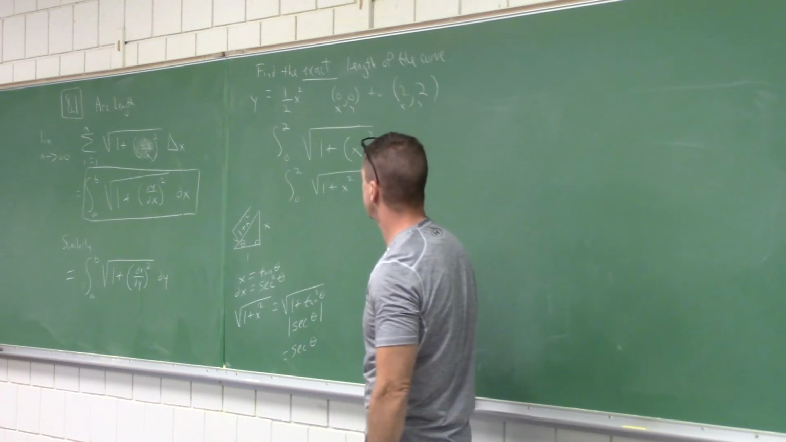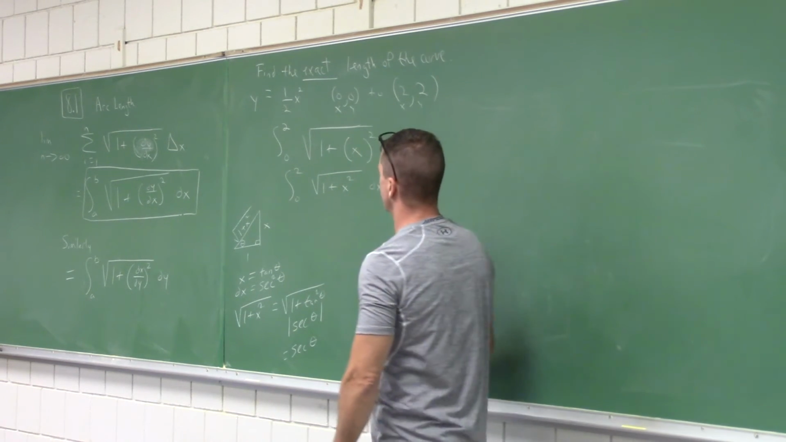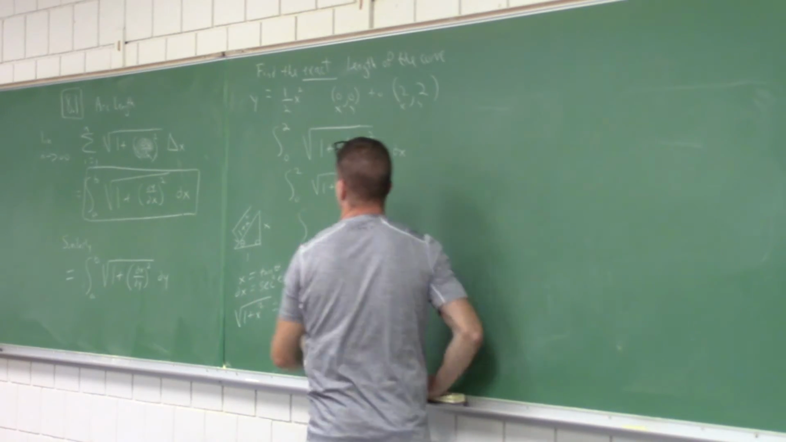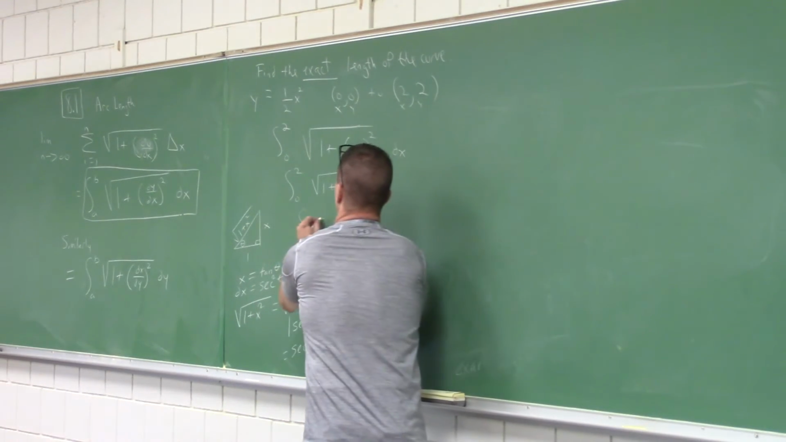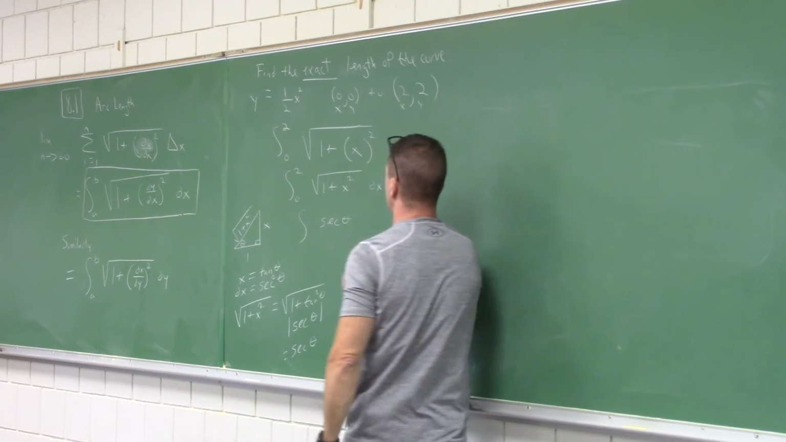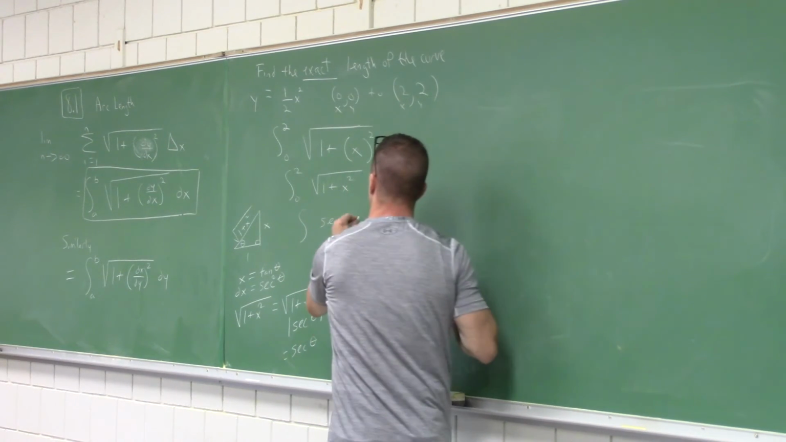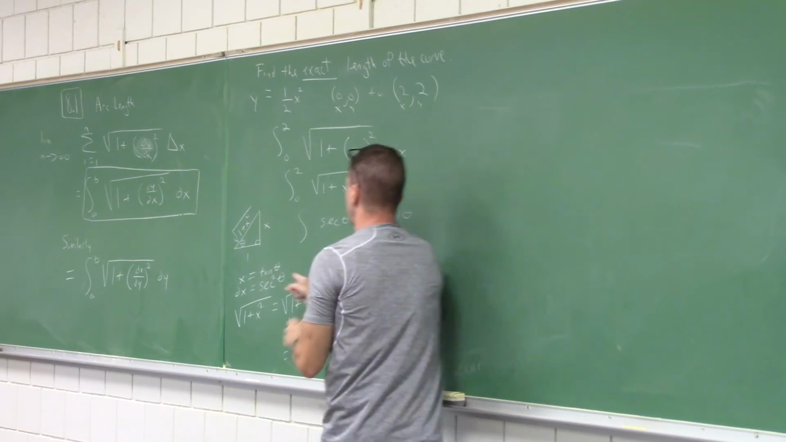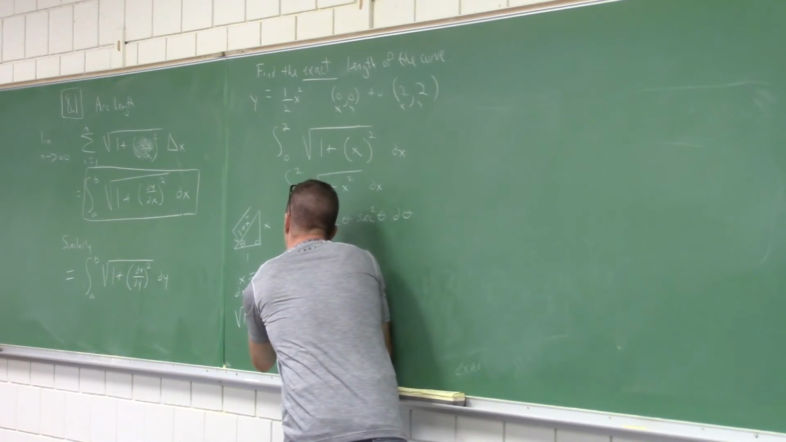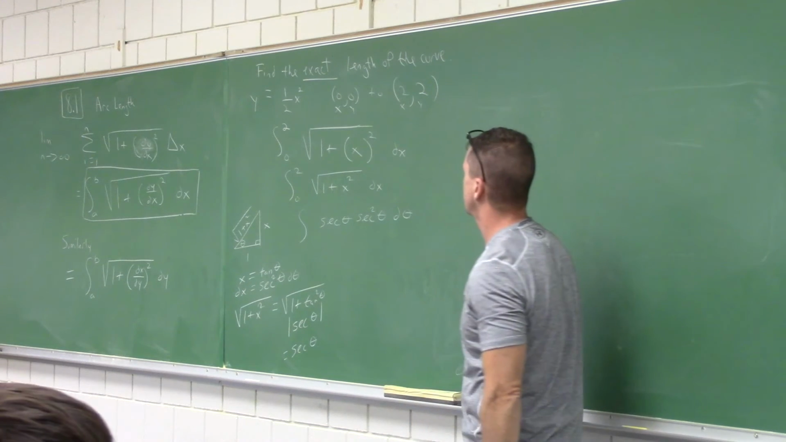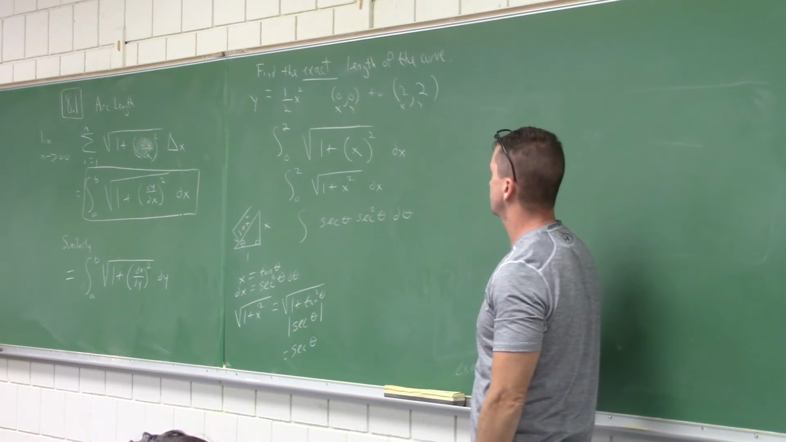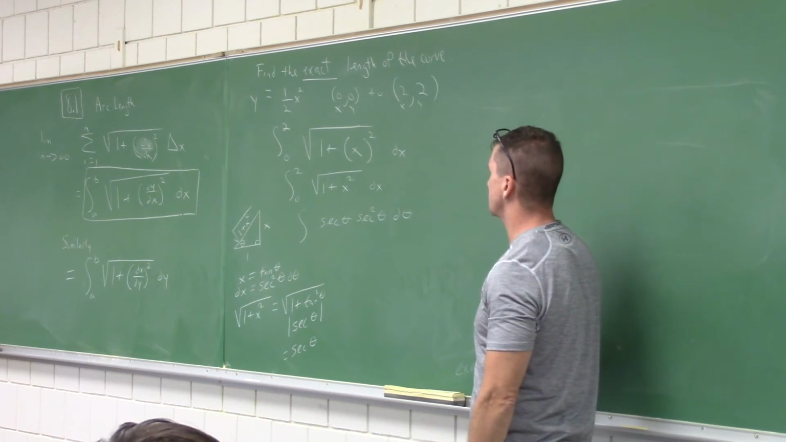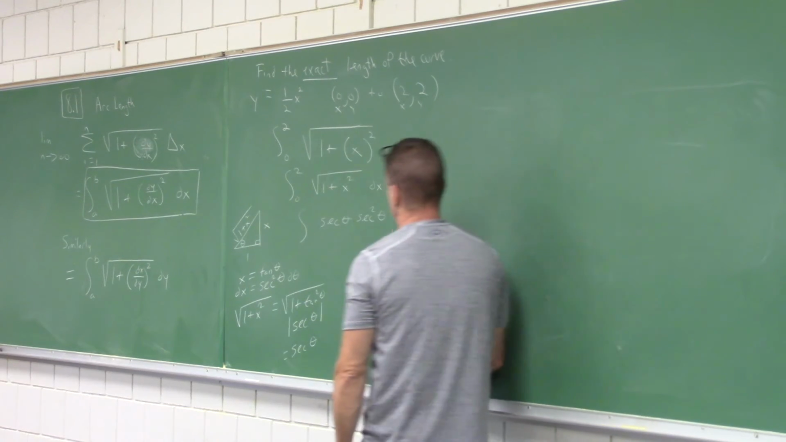All right. So what happens to this? This becomes, and I apologize, I should put my d theta there. So secant times secant squared is what? Secant cubed.